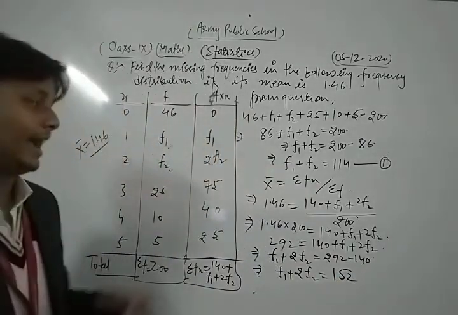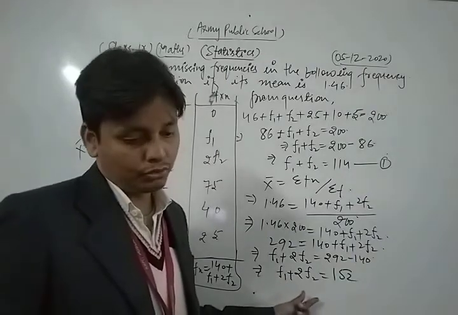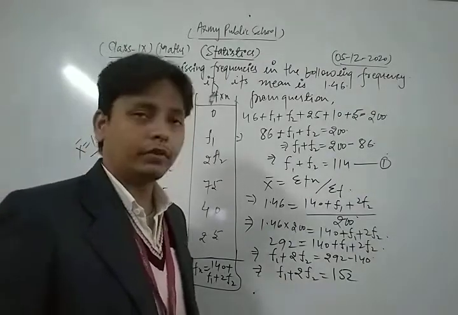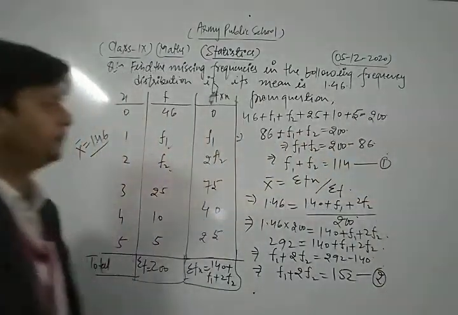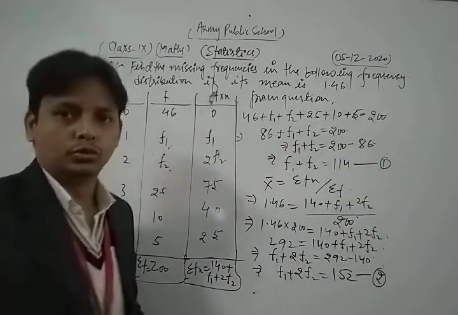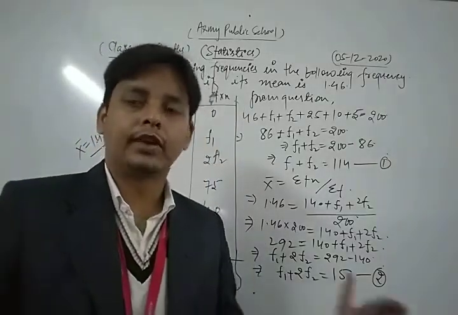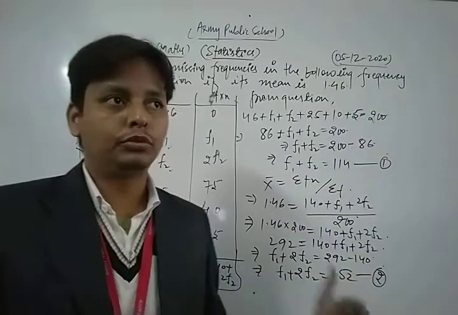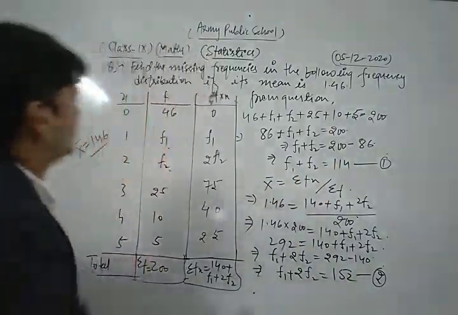Thus the other equation formed is f1 plus 2 f2 is equal to 152. We take this as equation number 2. Okay, dear student, now what do we find? In that question we find the values of f1 and f2. Now we just solve equations 1 and 2.